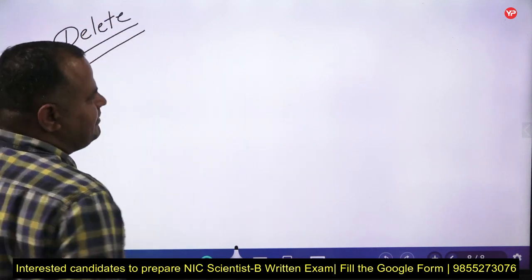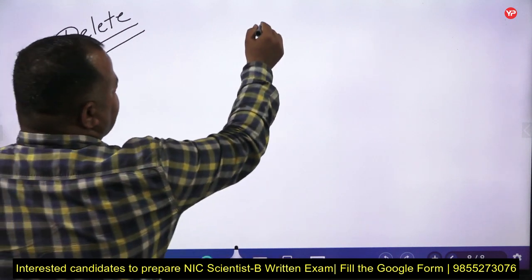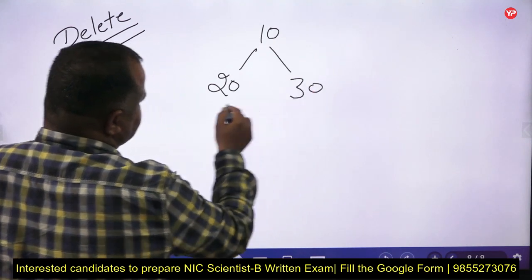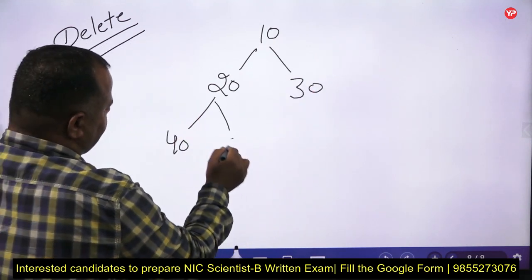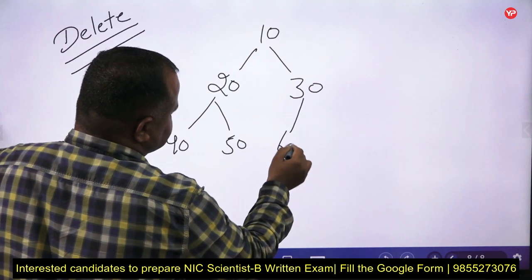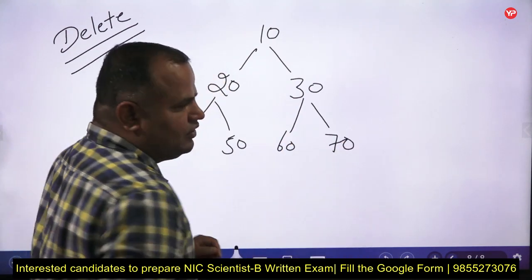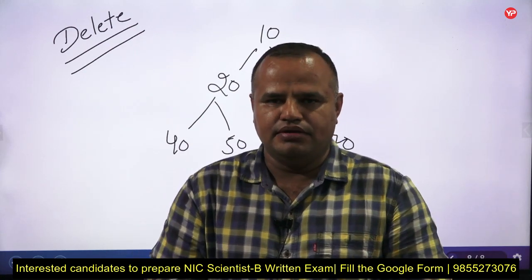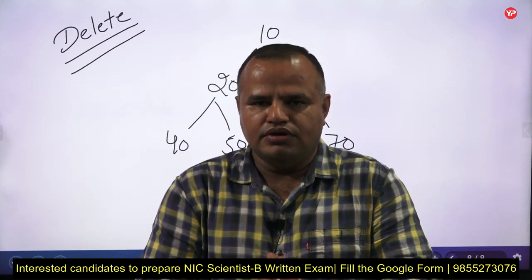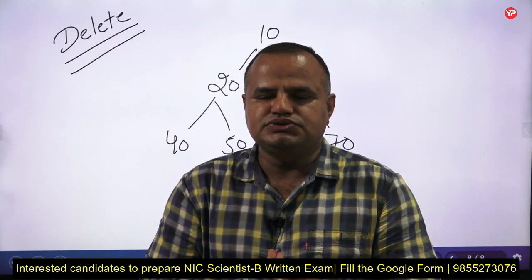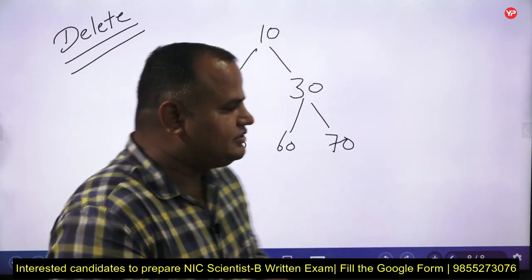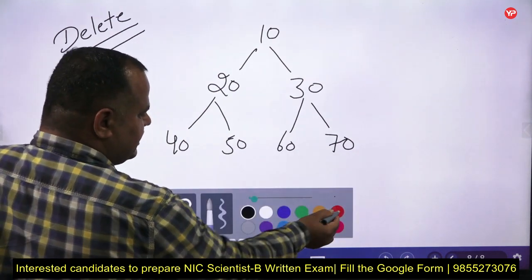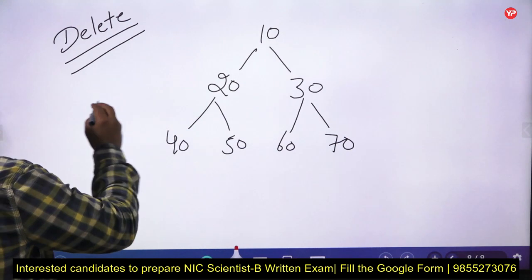If you want to delete an element from a heap, fine. Suppose I have a heap that is 10, 20, 30, 40, 50, 60 and 70. Always keep in mind that in a heap we can always delete the root element. In a heap, the only possible case to delete an element is the root element. So delete 10. My task is to delete the 10 and again make my tree a heap.